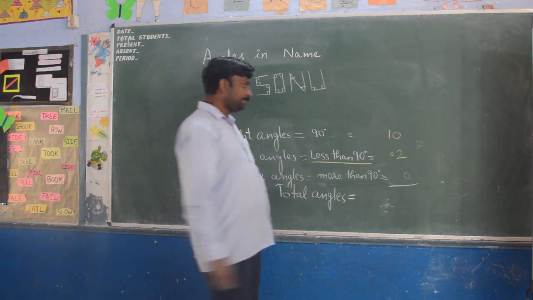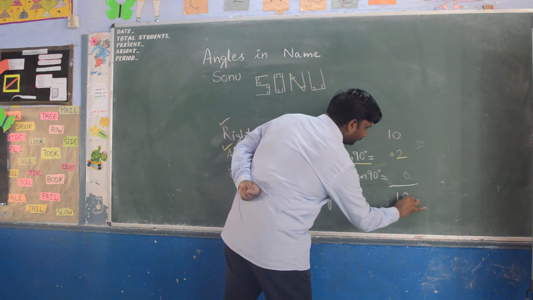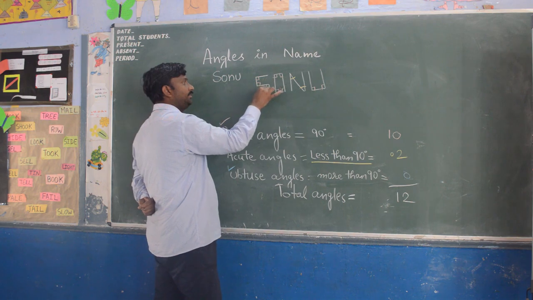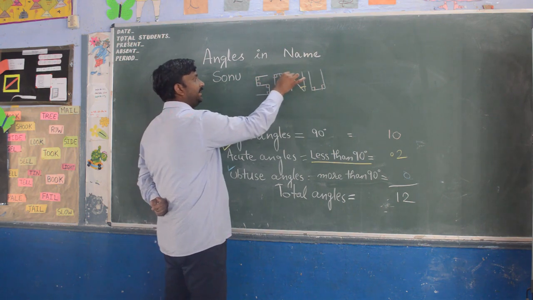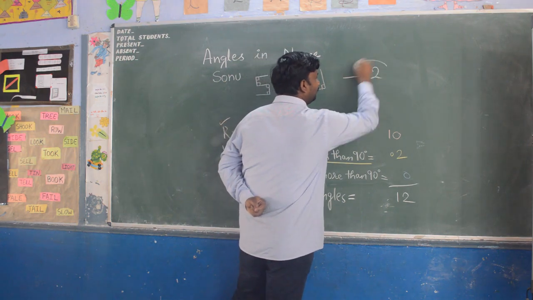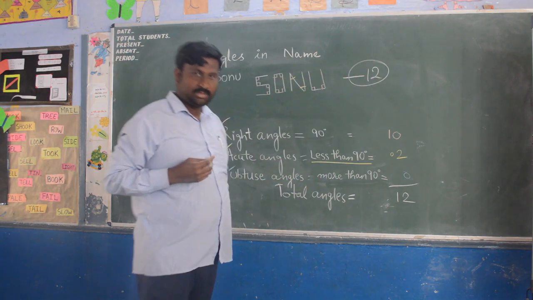Total angles are 12. Let us count. 1, 2, 3, 4, 5, 6, 7, 8, 9, 10, 11, 12. So total angles are 12. So this is our answer.